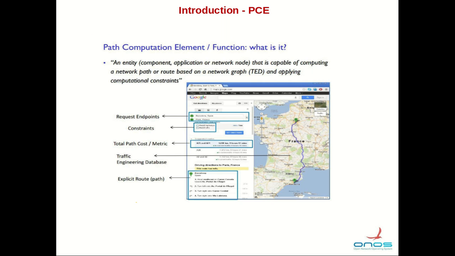So we know that PCE is a path computation element. Basically it computes the path between two endpoints in the network, whether it's an MPLS network or any type of IP network. It takes a few constraints as input, and computes the path satisfying these constraints. This can be in the network or in a centralized place like an SDN controller.